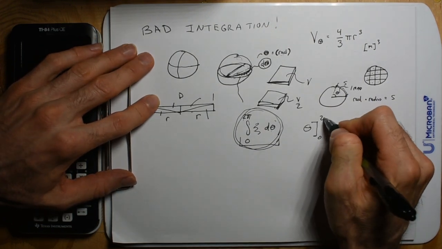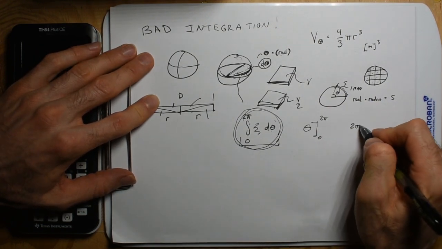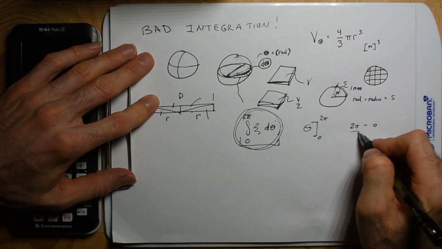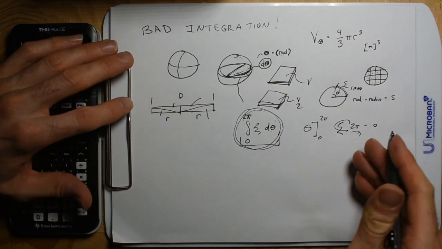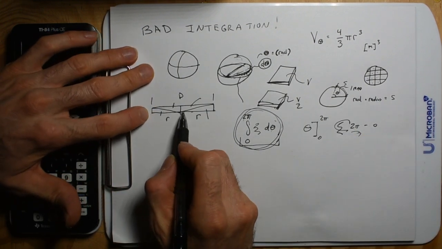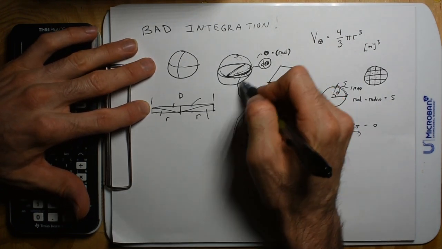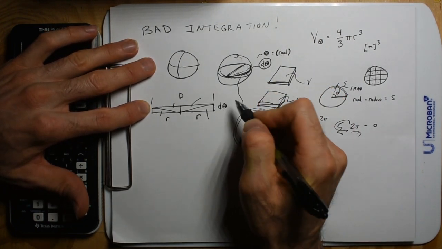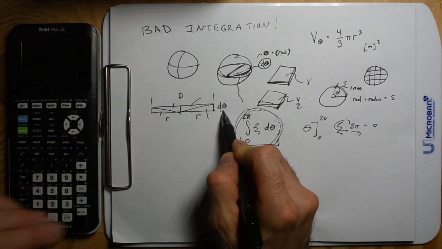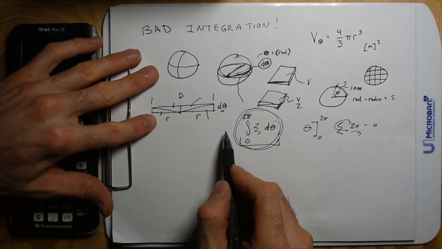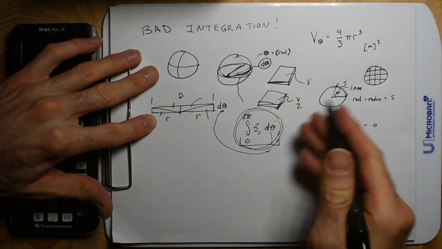And then we'll evaluate it at 0 to 2 pi. So we're going to throw in 2 pi minus 0, and we'll have 2 pi times something. Okay, so going back to here. What is the volume of this slice? I guess we have d theta there, and I'm at least confident that that's going to be in there, and that's what we're going to integrate.